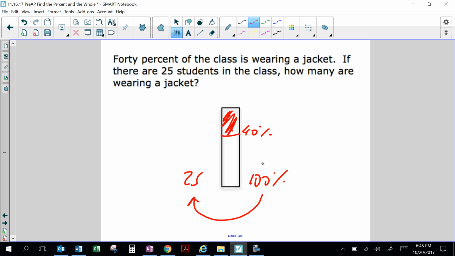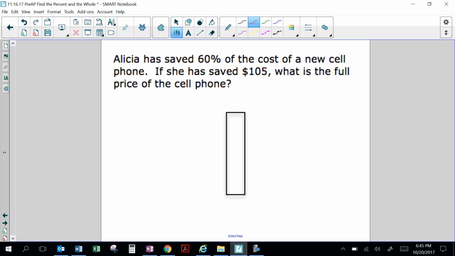So we could do it this way. No, we have to do it this way. You turn 100 to 25, you divide by 4 or times it by 1/4. So it's 10 students out of 25. To build it back up, 25 times 4 is 100%. 10 times 4 is 40%. And this is the last two.